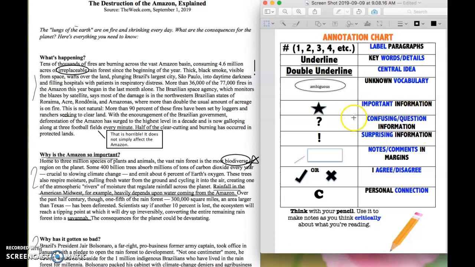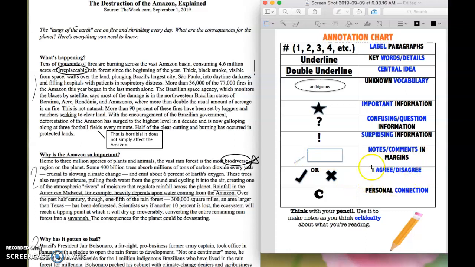Any confusing information or any question you might have, put a question mark. Surprising information, put an exclamation point in the margin. Any notes or comments, just draw a box like this or a speech bubble and write your thoughts.